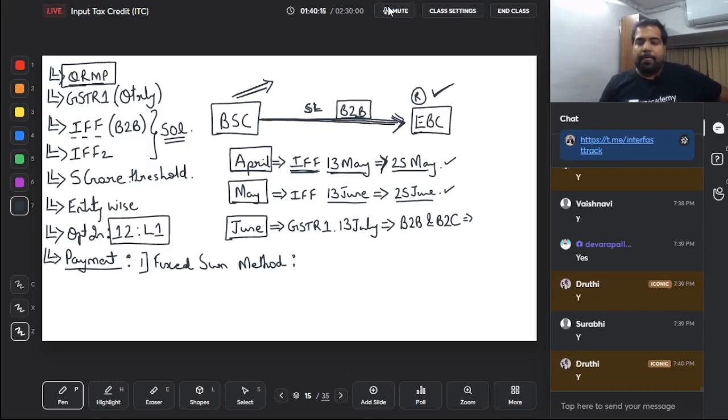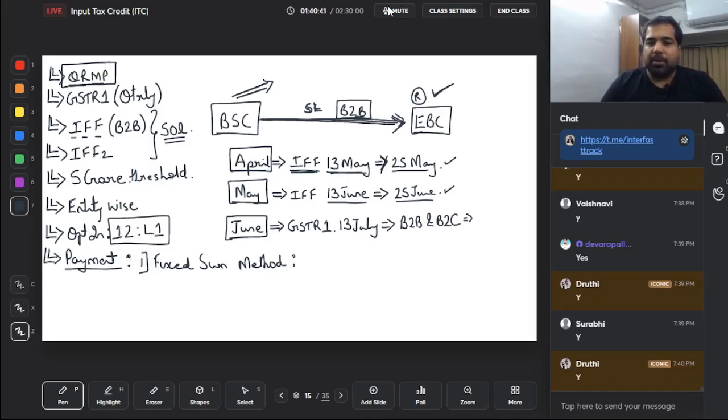I repeat, the fixed sum method: the government tells you what to pay, you pay that much without calculation. And if there is any shortfall, will you pay the difference? Yes, but with interest? No, you will not pay any interest because the government told you how much to pay. So is it the simpler method? Yes. Now what is the fixed amount? They say whatever you paid last month, pay the same.